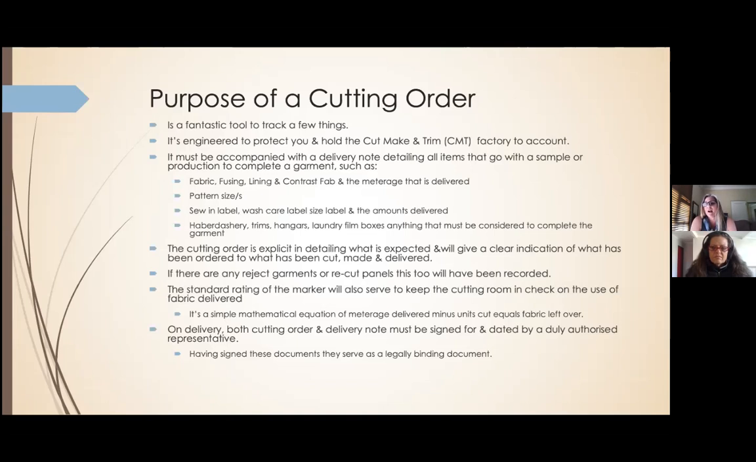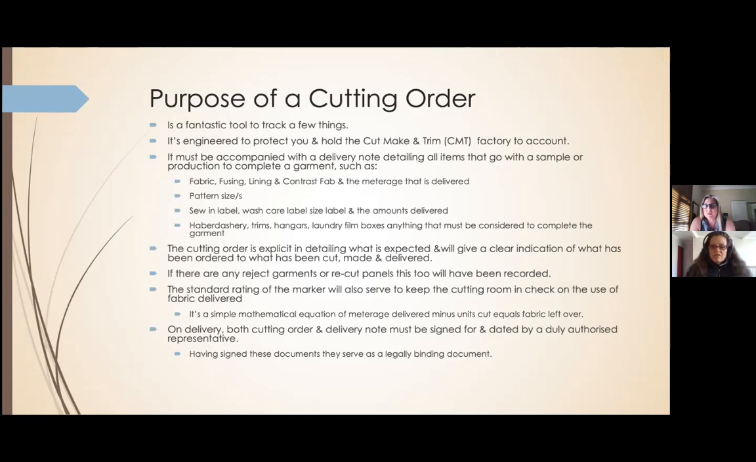So say a machinist was disturbed and she cut a hole in the garment and they unpicked the front panel, recut the front panel and finished the garment. And also if any of the garments were rejected. So you know what has happened to your roll of fabric and how that fabric was actually used to take up that whole roll.